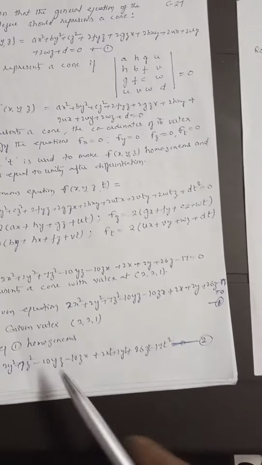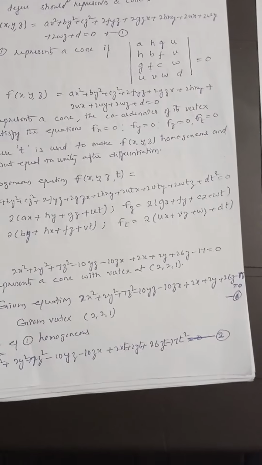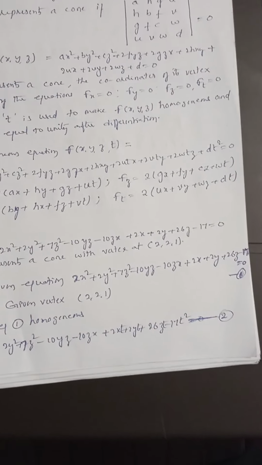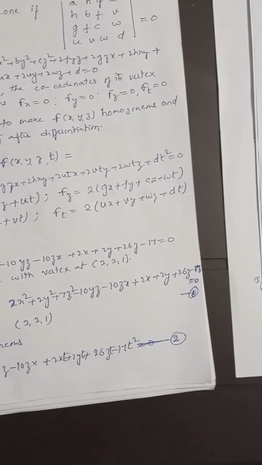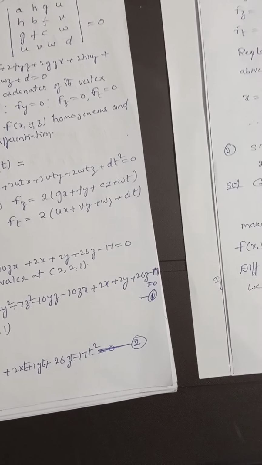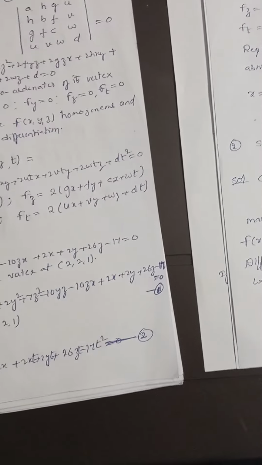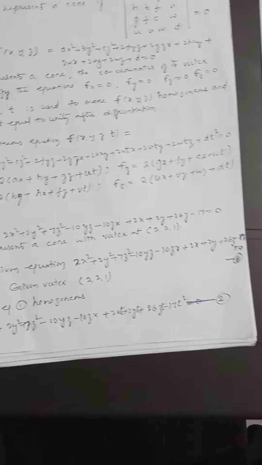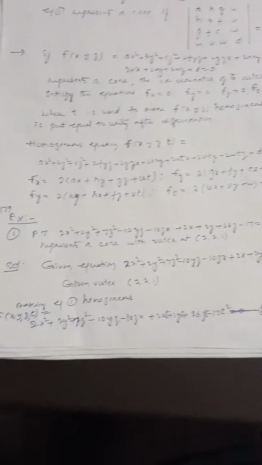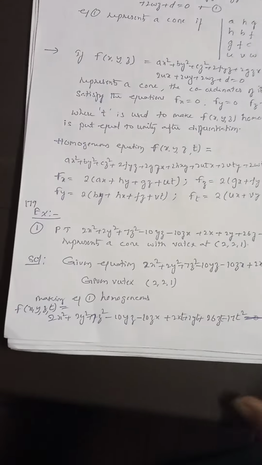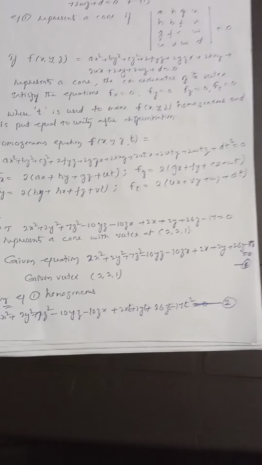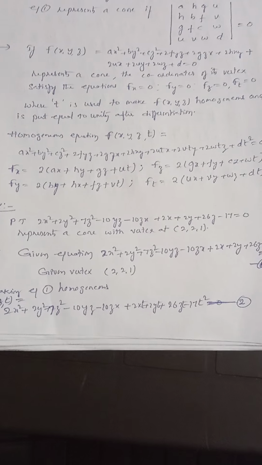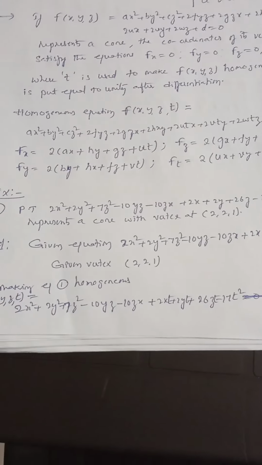Then those x, y, z values represent the vertex of the cone. Now here is one problem. Prove that 2x² + 2y² + 7z² - 10yz - 10zx + 2x + 2y + 26z - 17 = 0 represents a cone with vertex (2, 2, 1). First of all, we are writing the given equation, call that equation number 1. Given vertex (2, 2, 1).